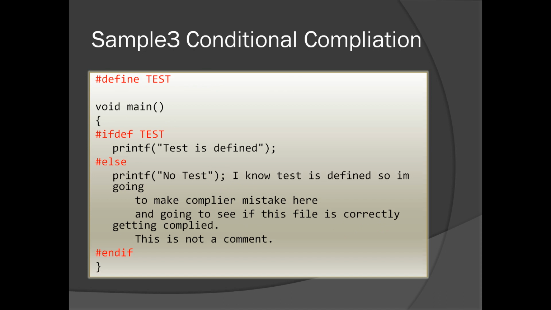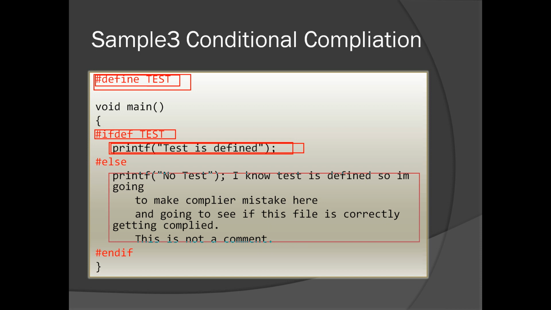So another use of hash define is conditional compilation. So in this program I have a hash define test here. So if I remove this particular statement, this part of the code is not compiled, but this part of the code is compiled. So this is called conditional compilation.